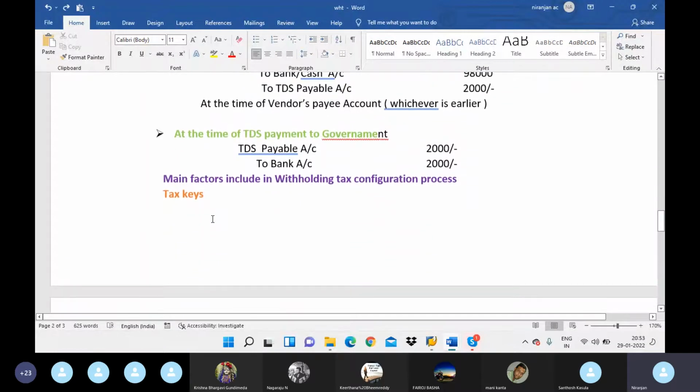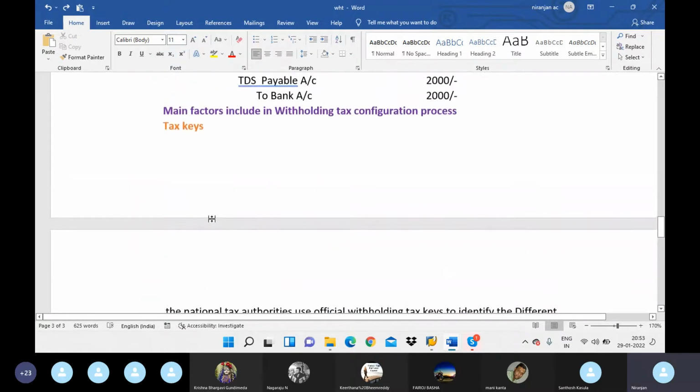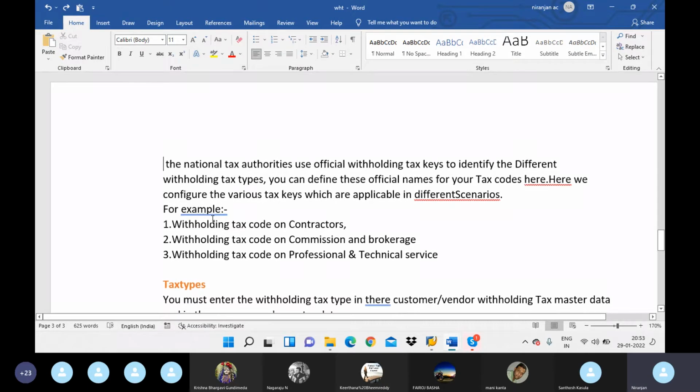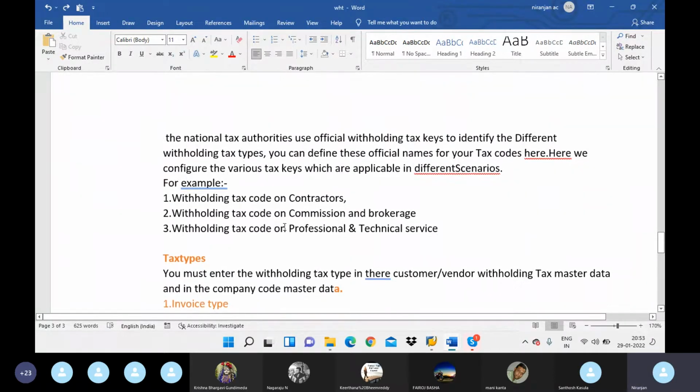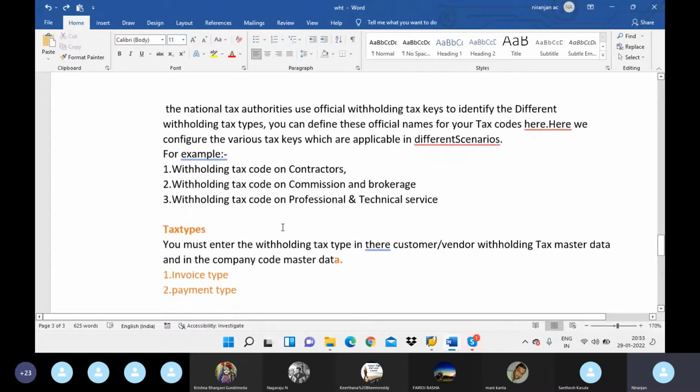Now I'm going to explain the main factors in the withholding tax configuration. First of all, tax keys. The National Tax Authority uses official withholding tax keys to identify different withholding tax types. Here we can configure various tax keys applicable to different scenarios. For example, tax code on contractors is a tax key, and tax code on commission and brokerage, and tax code on professional and technical services. These are the tax keys.